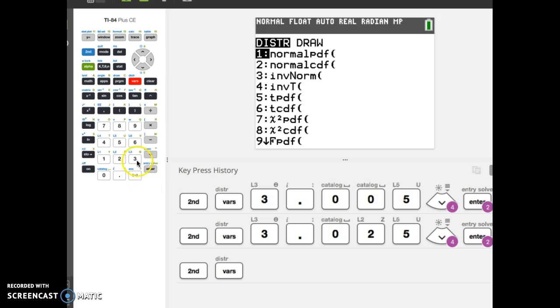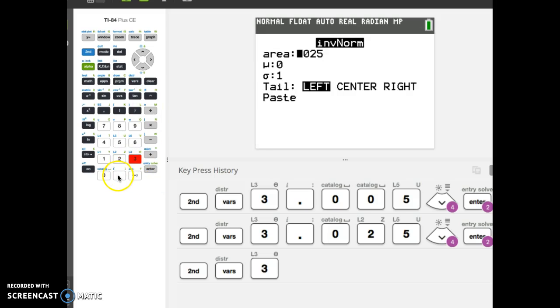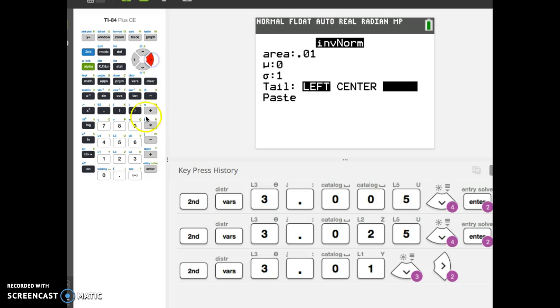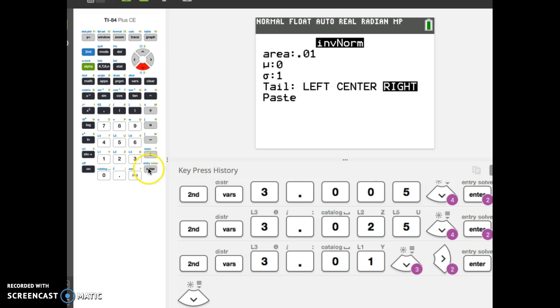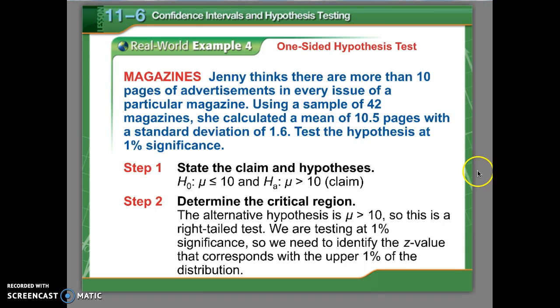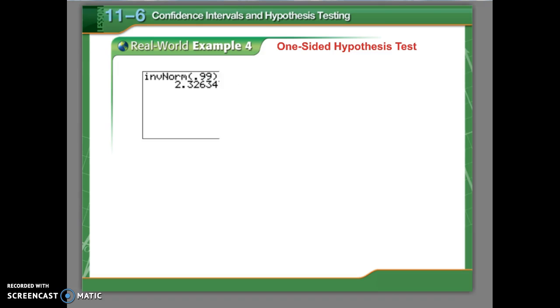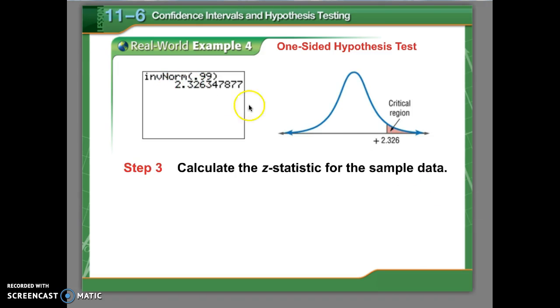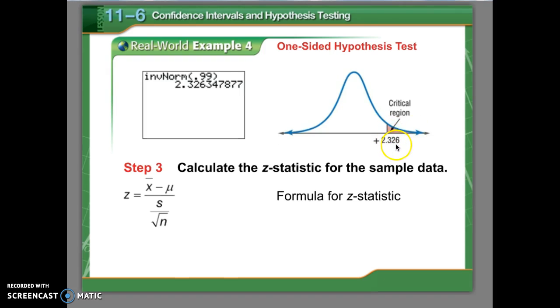We're going to go second vars, number 3. We need 1%, which will be 0.01. Mean 0, standard deviation 1. This time we're doing a right side tail. Hit enter on the word right. And we're going to paste this in. And we get 2.326. Let's see what they come up with in the presentation. 2.326, that's your critical region on the right side tail.